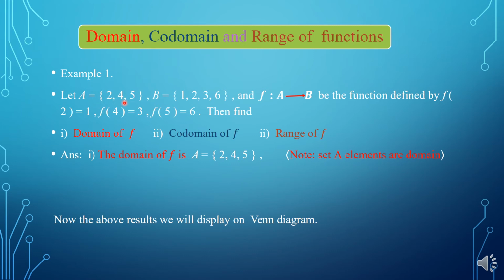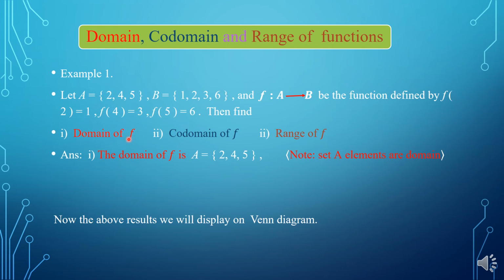So let us take A and B here. A and B are given to us as two non-empty sets, and f is a function from A to B. It is defined like this: f of 2 is equal to 1, f of 4 is equal to 3, f of 5 is equal to 6. Then find the domain of f, codomain of f and range of f.